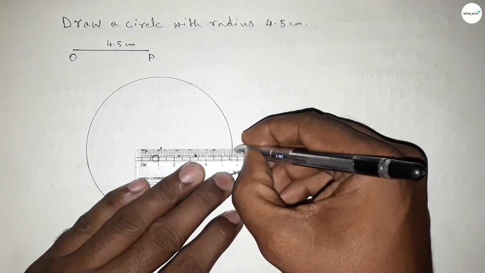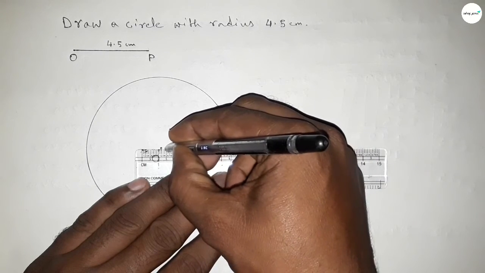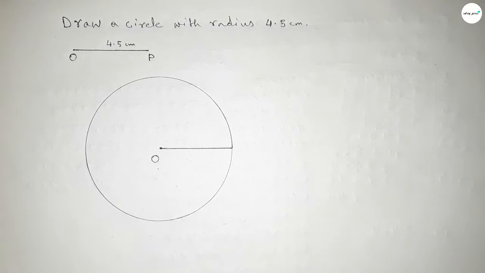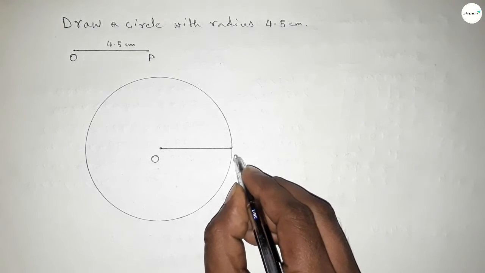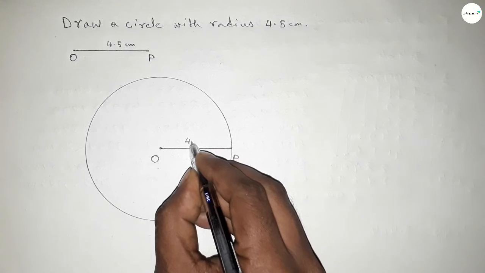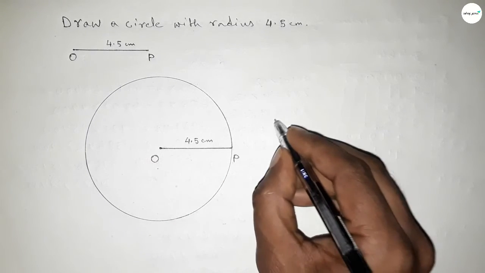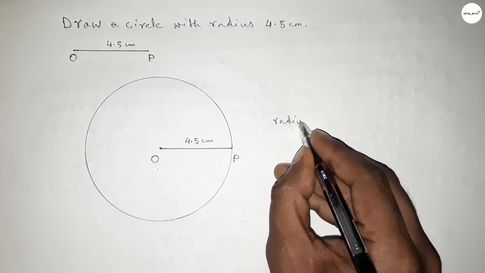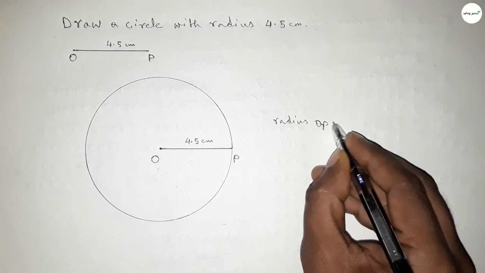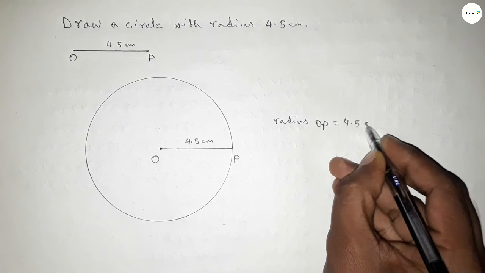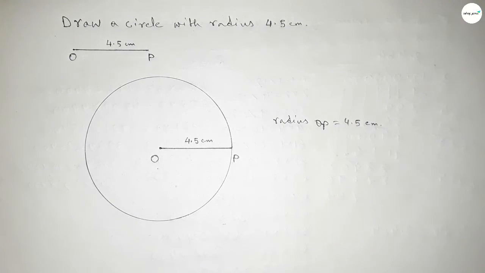So first joining this, okay, and taking here this is P point, so radius OP equal to 4.5 centimeter. So therefore radius OP equal to 4.5 centimeter.